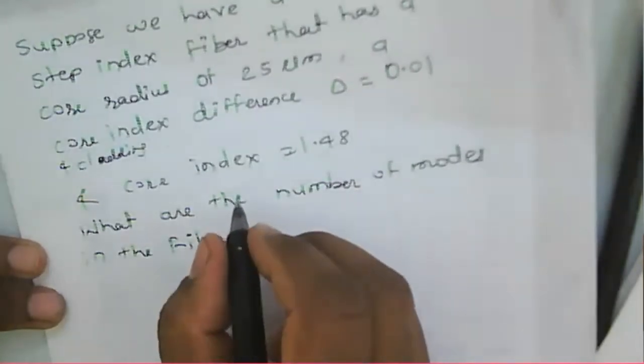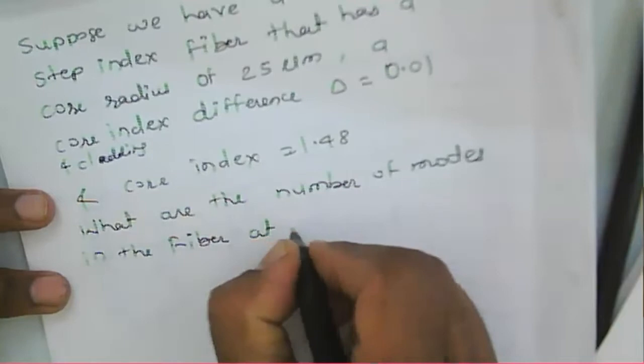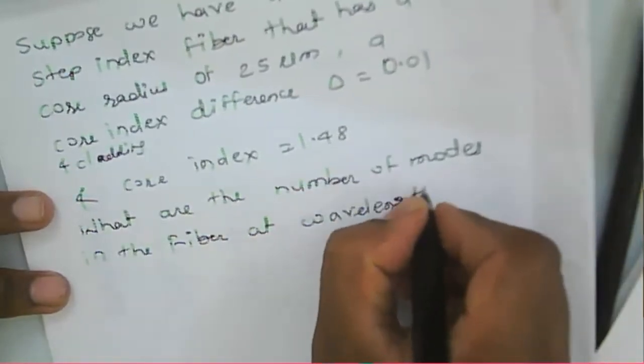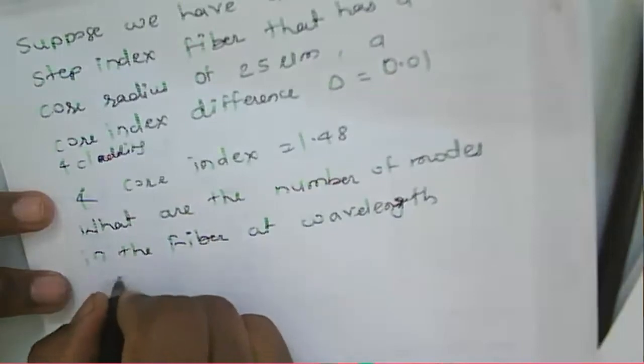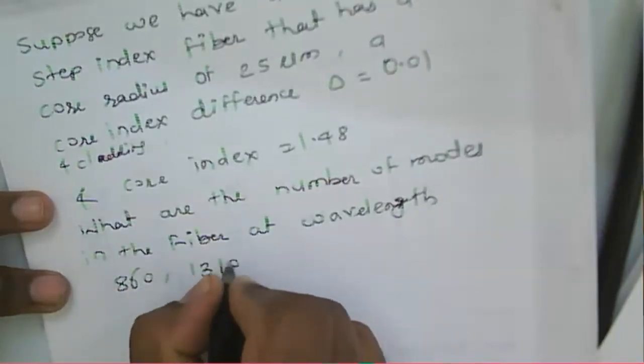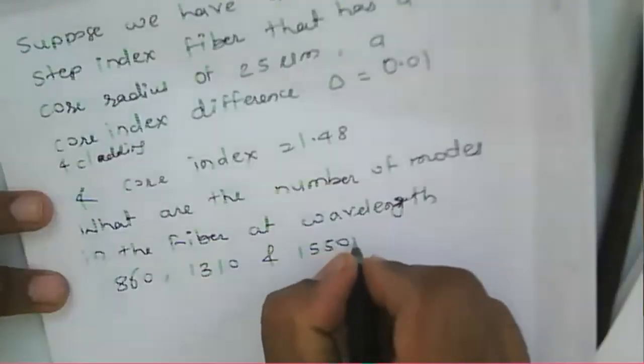In the fiber, what is the number of modes at wavelengths 860, then 1310 and 1550 nanometer?